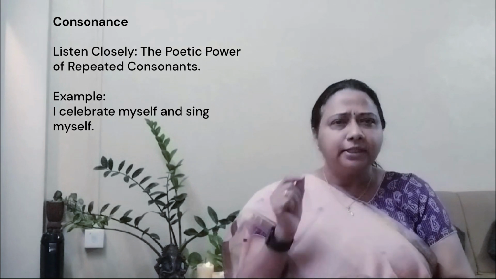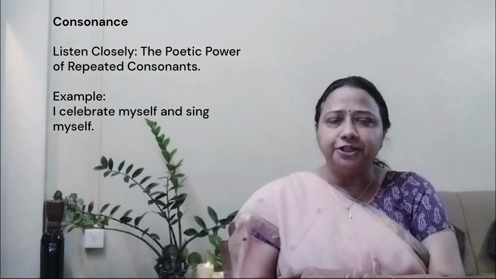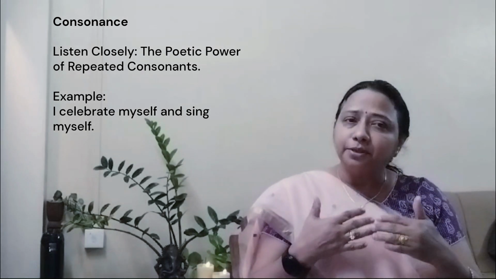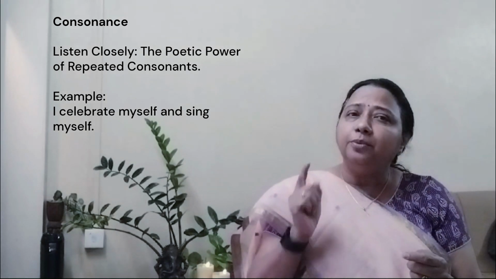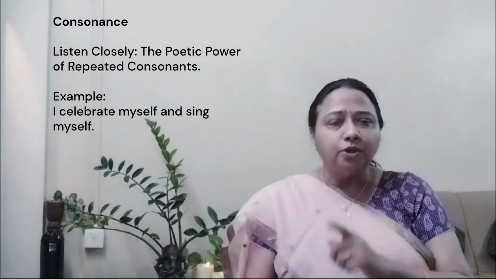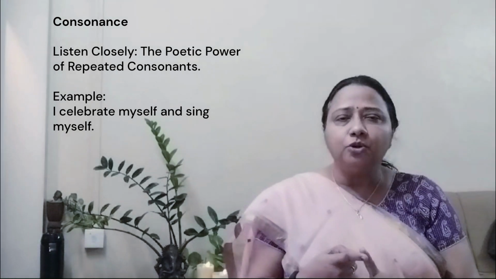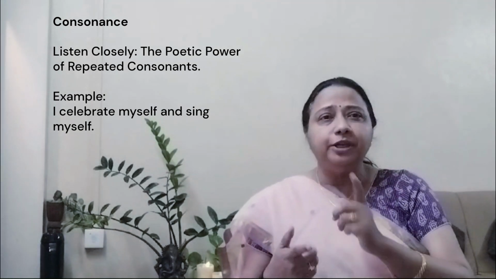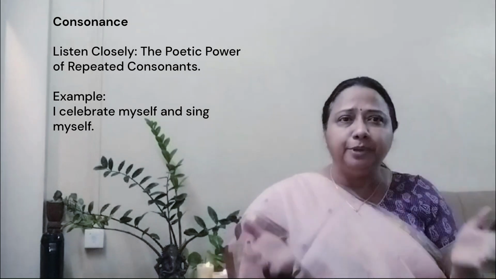And now we move to the next, which is consonance. The third type is consonance. In consonance, there is repetition of similar consonant sounds in a sentence. Now you might think, then what is the difference between alliteration and consonance? There's a slight difference. While alliteration is repetition of similar sounds only in the beginning of the word, consonance includes words that have similar consonant sounds, and that could be in the beginning, in the end, or in the middle of the word.